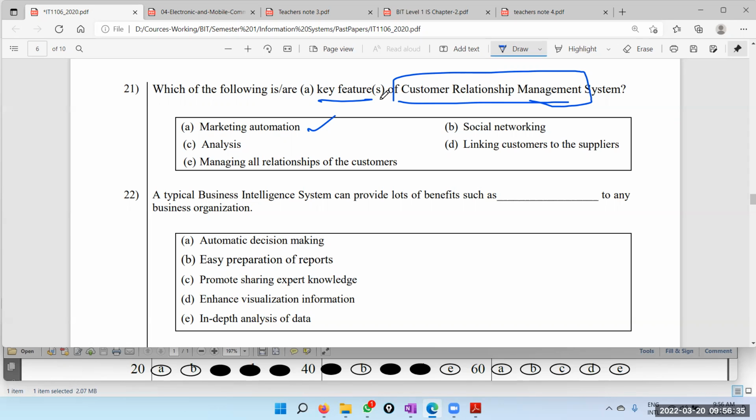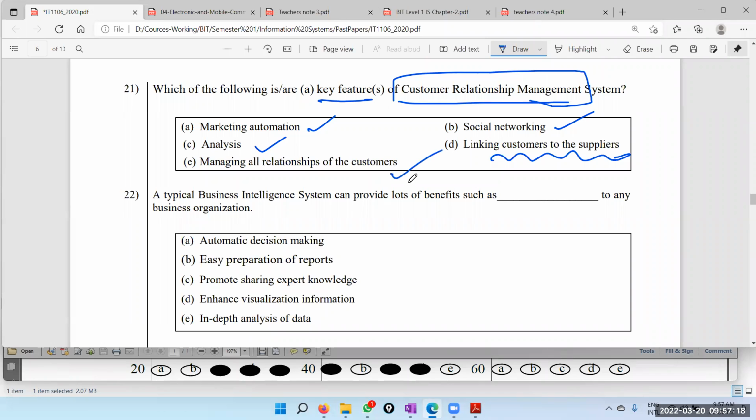Now you have given your information to them, and it's sort of a bribe system. I'm not saying it's a bribe. People can do it in a very genuine, useful way, and some others can do it in a very bad way as well, spamming you. Social networking, yes, we can integrate with social networks. Analysis, yes, we can analyze their buying patterns and other things. Linking customers to suppliers, I don't think we have to link customers to the suppliers. If we link customers to the suppliers, we are losing our business because we are the one who should be linking that. C, managing all relationships of the customers.